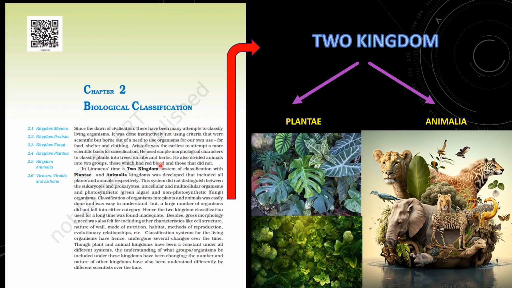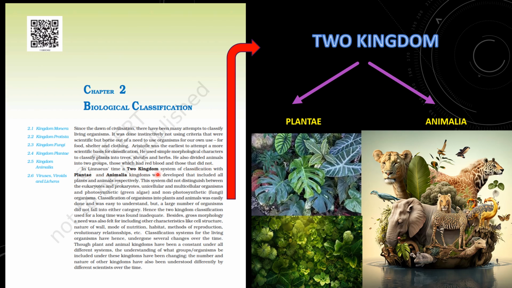Using simple morphological characters, Aristotle put forward the first attempt at classification. He classified plants as trees, shrubs, and herbs, while animals were classified as those which have red blood and those that do not. Later, Linnaeus put forward the two kingdom classification.